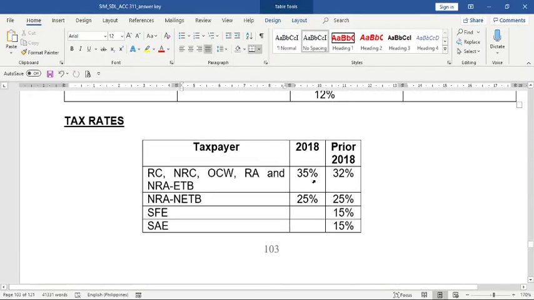So this is our tax rates for resident citizen, non-resident citizen, overseas worker, resident alien, non-resident alien engaged in trade and business. In 2018, 35%. Prior 2018, 32%. So ngayon, more than naman part of 2018. 2020, 35% pa. Okay? So I think we start with this.